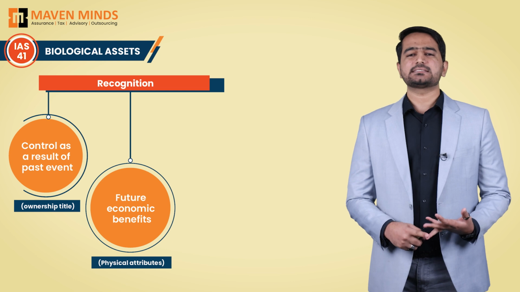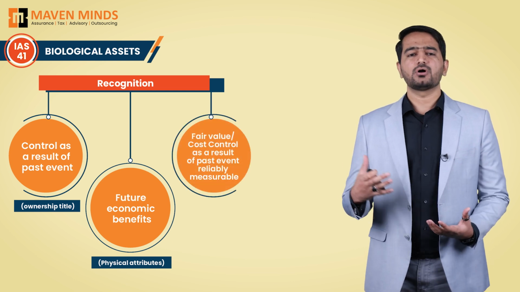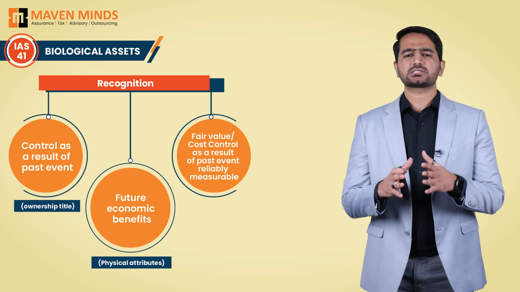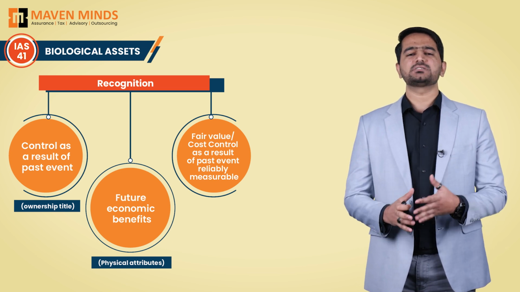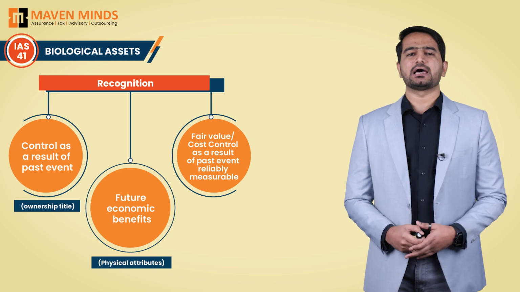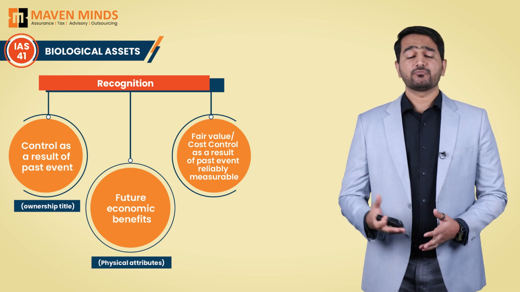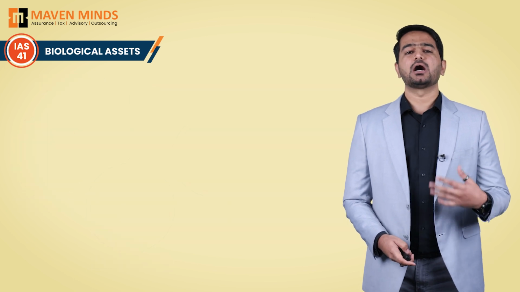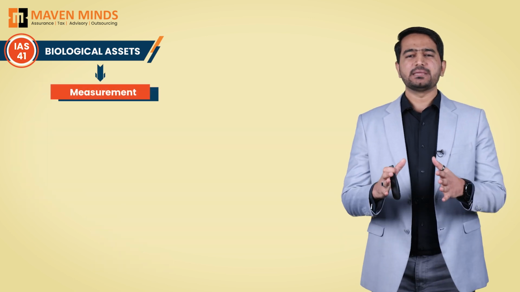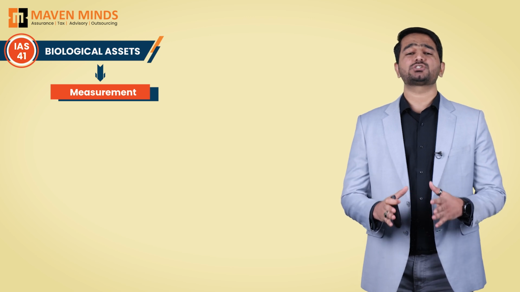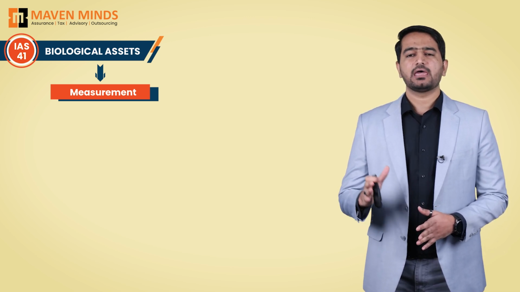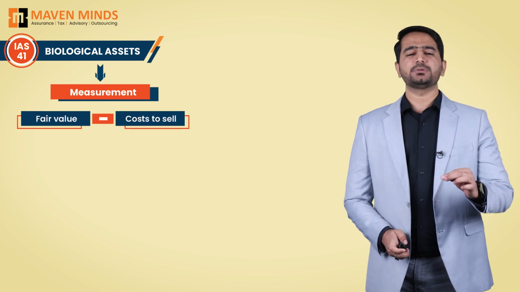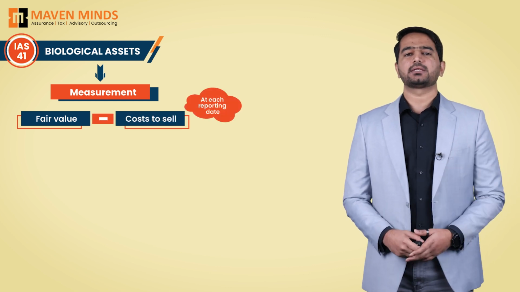And the third criteria is that the fair value or cost of the asset can be reliably measured. This one is crucial because measurement forms the basis of accounting for biological assets. Now that we know when to recognize biological assets, let's talk about how to measure them. The basic measurement rule in IAS 41 is to measure biological assets at fair value less cost to sell. And this needs to be done at each reporting date.